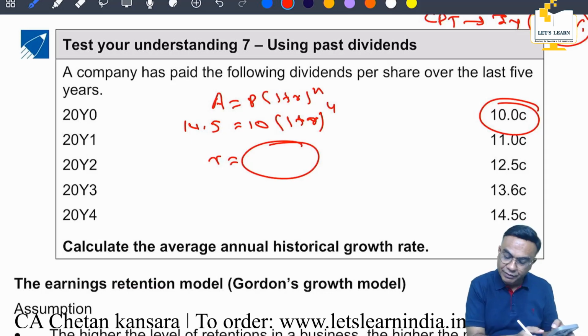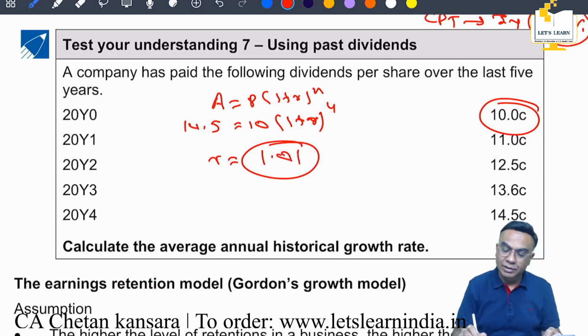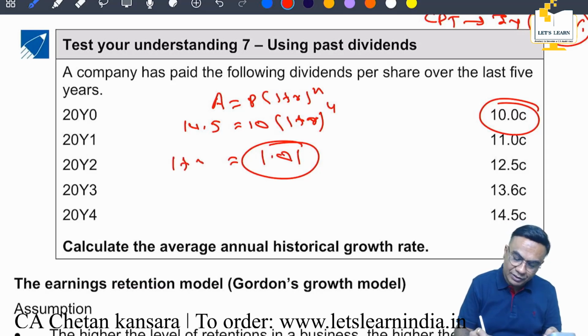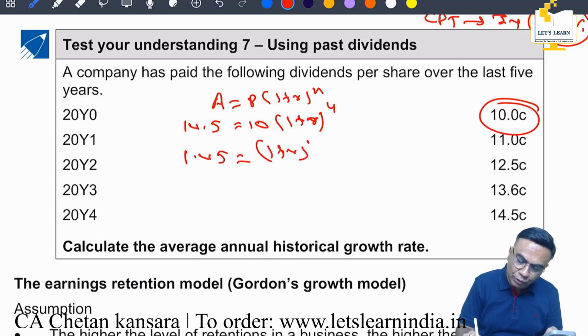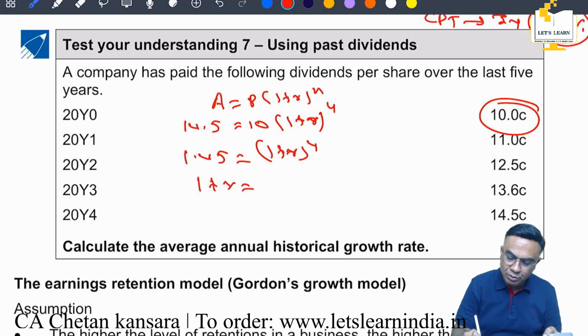So that is 1.45, and then you take root twice. If you solve this and then minus 1, you're getting approximately 1.01. Okay, I'll just explain. This is 1.45, 1 plus r raised to 4, so take root twice. So you are getting 1 plus r equal to 1.097. Okay, so r equal to 1.09.